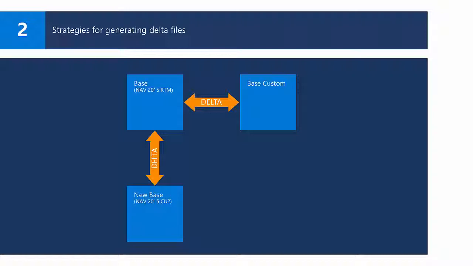There are 2 strategies for generating the Delta files. In the first strategy, you will generate the Delta files for differences between the old base and the customized version, and apply them to the new base version. In the second strategy, you will generate the Delta files for differences between the old and new base versions and apply the deltas to the customized version. Both strategies are valid and achieve the same results, but depending on complexities of customizations, one may be simpler than the other. In my example today, I'll generate the delta between the old base and custom versions and apply them to the new base version.